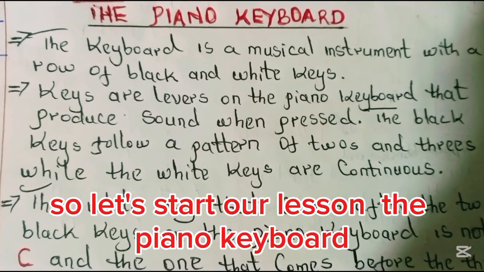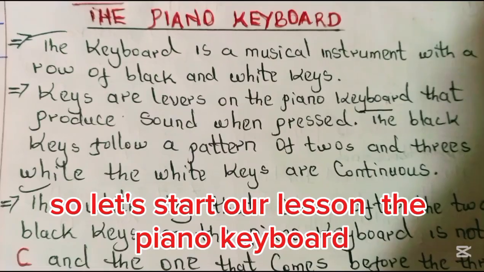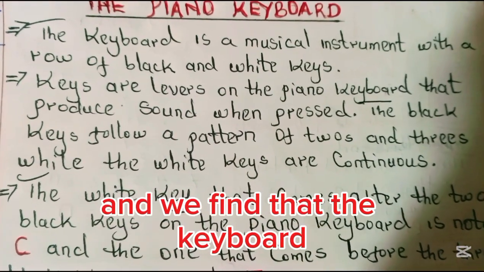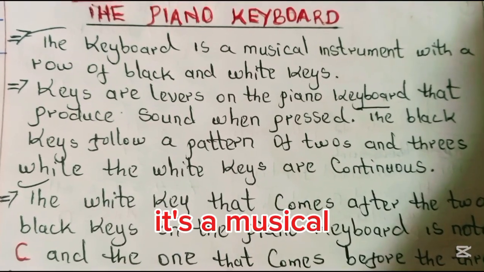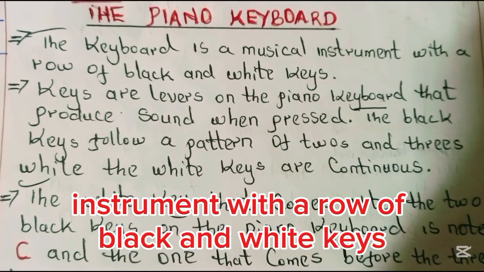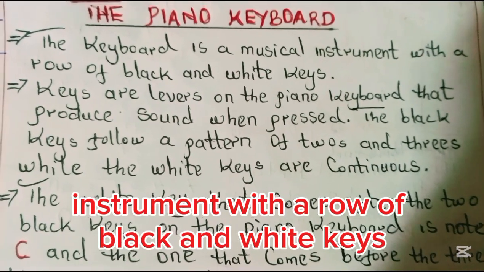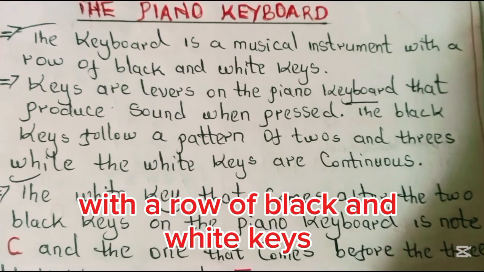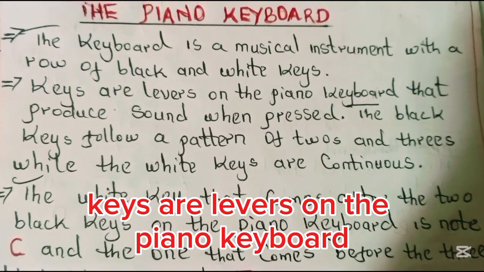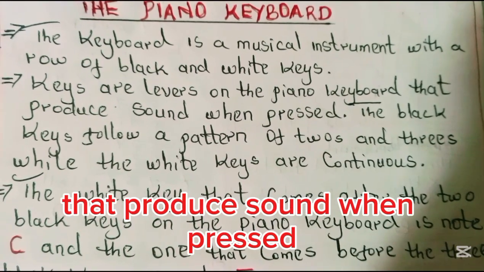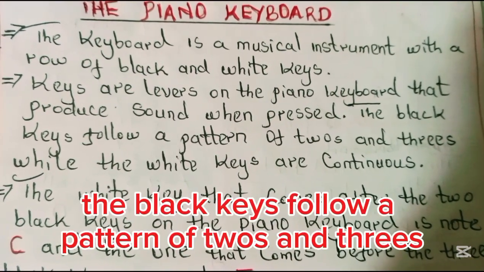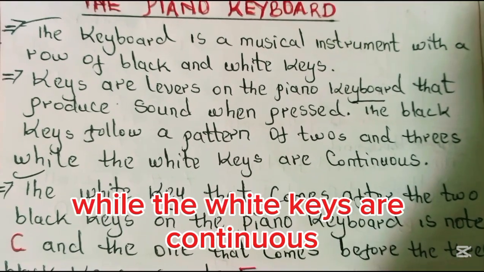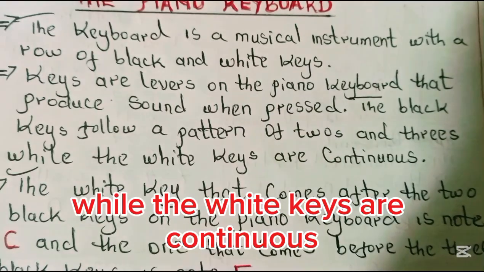So let's start our lesson, the piano keyboard. First we have to define what a keyboard is, and we find that the keyboard is a musical instrument with a row of black and white keys. Keys are levers on the piano keyboard that produce sound when pressed. The black keys follow a pattern of 2s and 3s, while the white keys are continuous.